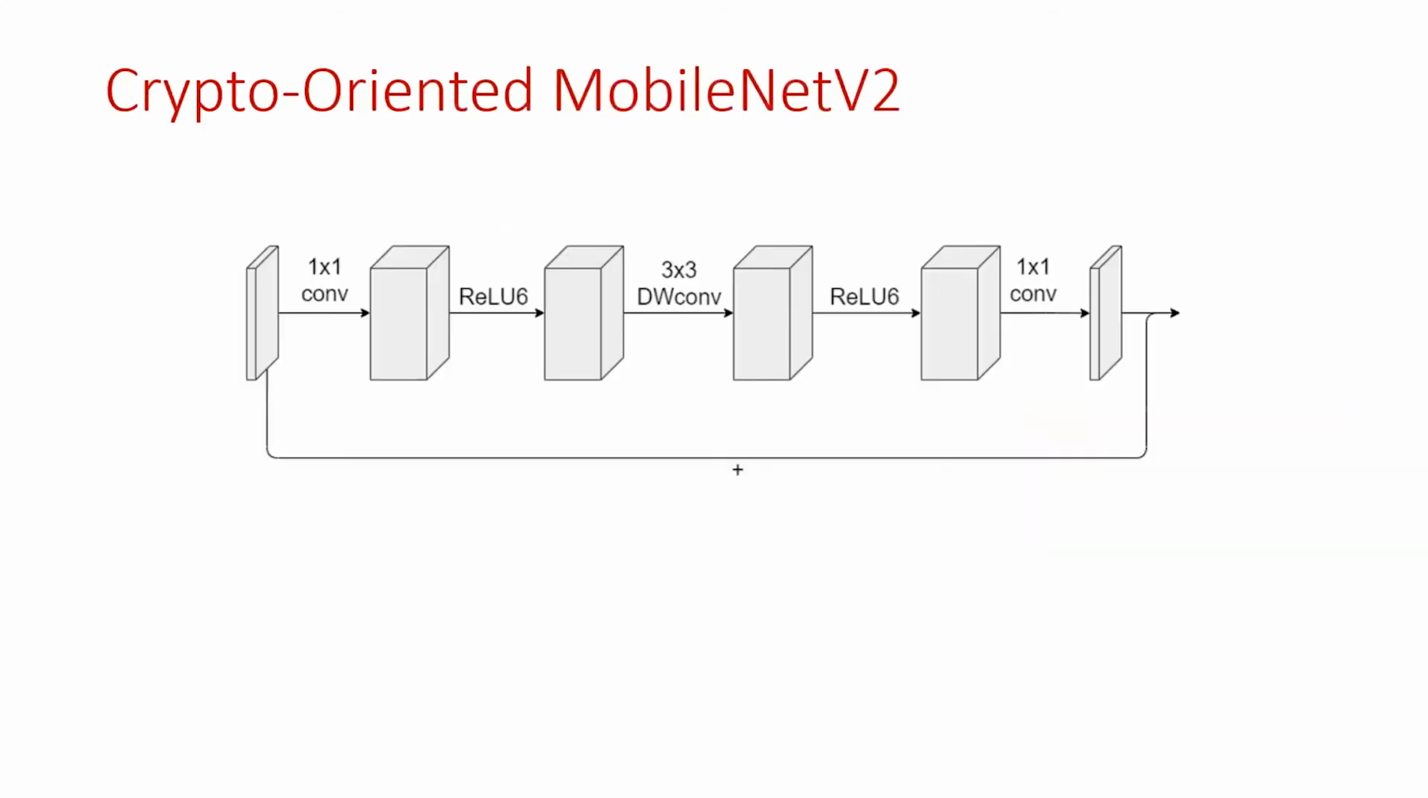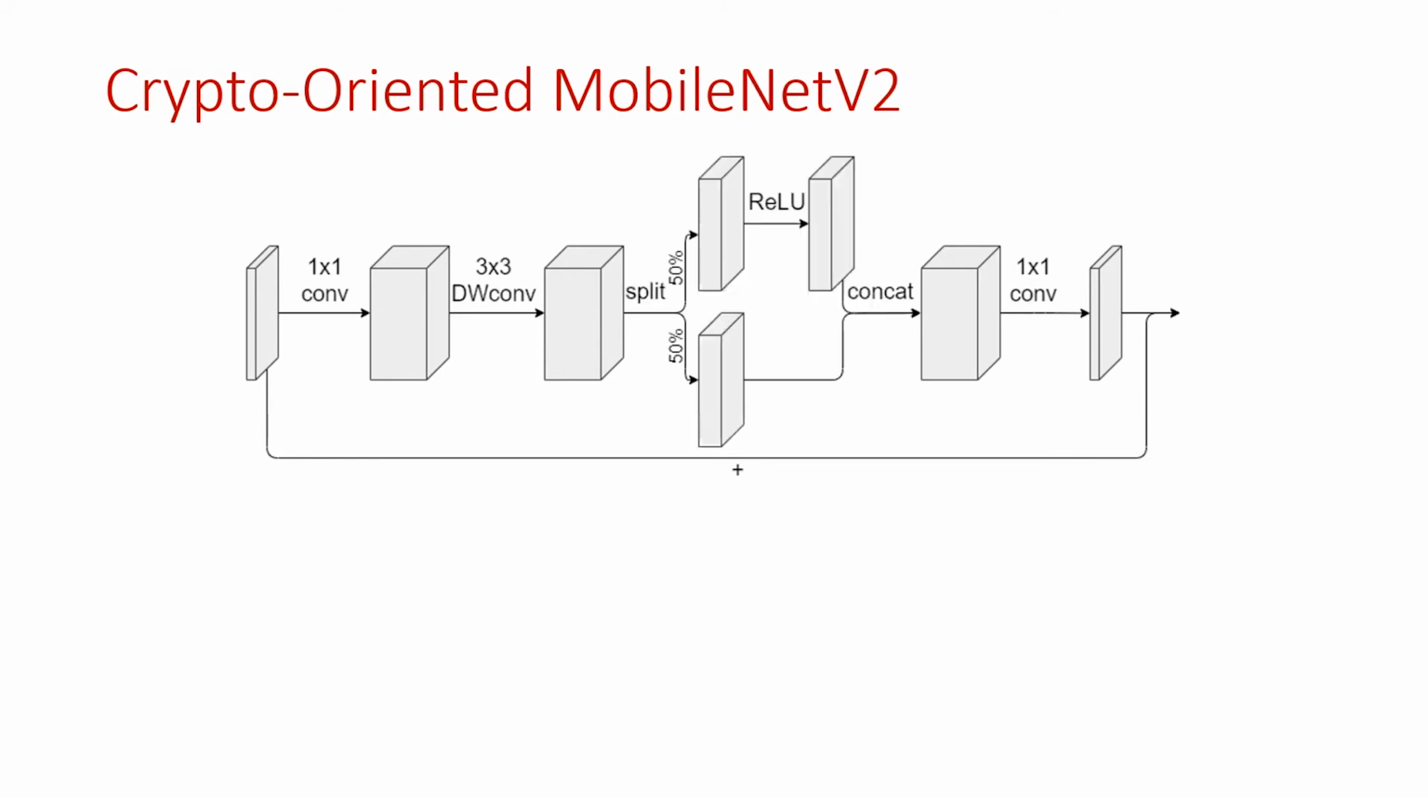I would like to now detail all of the modifications that we applied on the Mobilenet architecture. So the Mobilenet block is composed of 3 convolution layers, where the first 2 are followed by a ReLU 6 activation, and the last one is linear. So we completely removed the first activation layer, and we replaced the second one with a 50-50 activation layer, 50% partial activation, and we replaced the ReLU 6 nonlinearity with a ReLU nonlinearity.